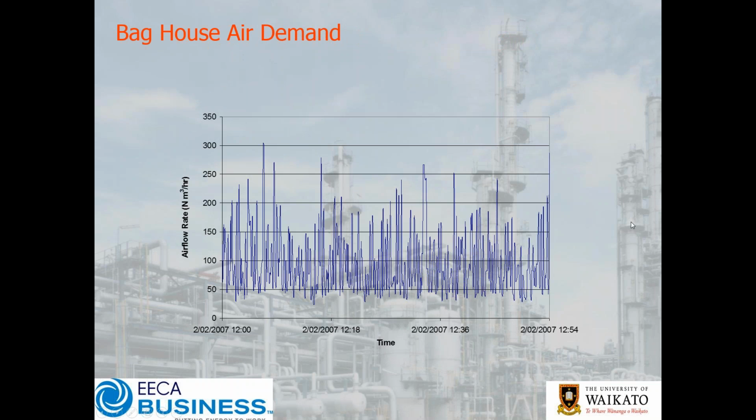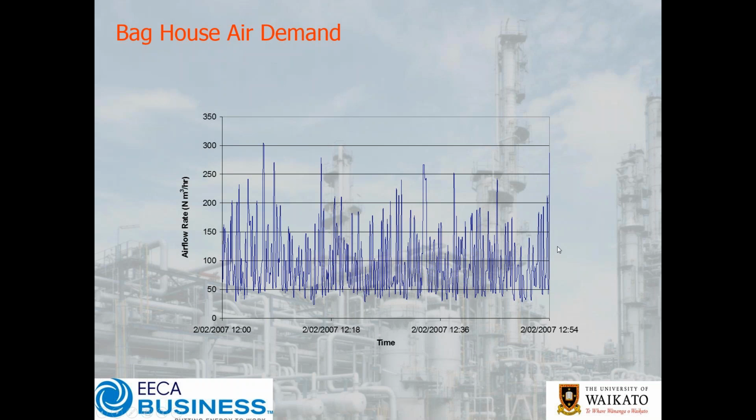Now, here's a really good example. So here's some real plant data. We have airflow on our vertical axis here, and then time. And so you can see it's very, very peaky. You can sort of see an underlying base load there between 50 and 100 cubic meters an hour, and see it's peaking up to nearly 3 times that.